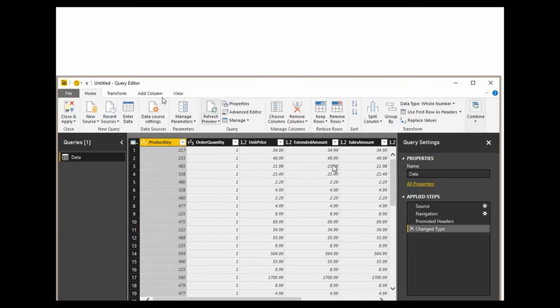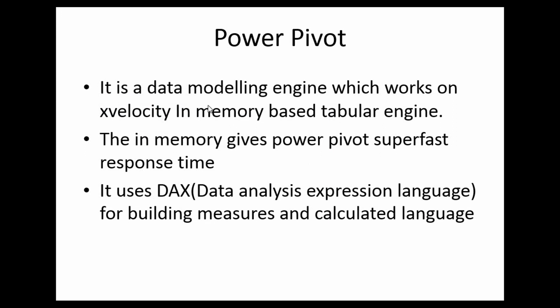Next, coming to Power Pivot. Power Pivot is a data modeling engine which works on the xVelocity in-memory database tabular engine. This in-memory engine gives Power Pivot super fast response time. It is very fast. It uses DAX, the Data Analysis Expressions language, for building measures and calculated columns. So Power Pivot, we know, is a very powerful tool, and it always uses M and DAX.